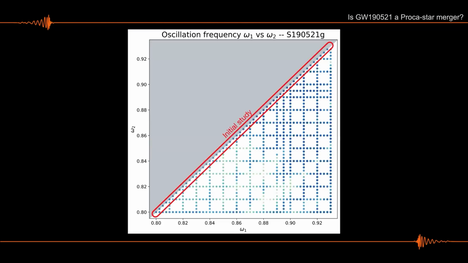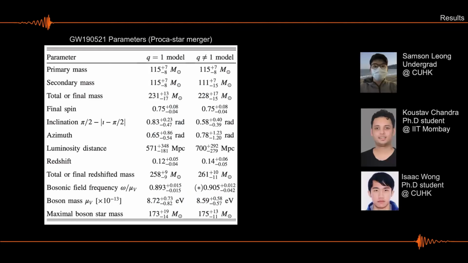So this is our current simulation bank, labeled by the frequencies of the two stars. You can also think of this as varying the mass ratio of the two stars. So this is our initial study. As I said, we attach to this family of simulations, all of them equal mass with the two frequencies varying at the same time, and then we extend it to the other case.